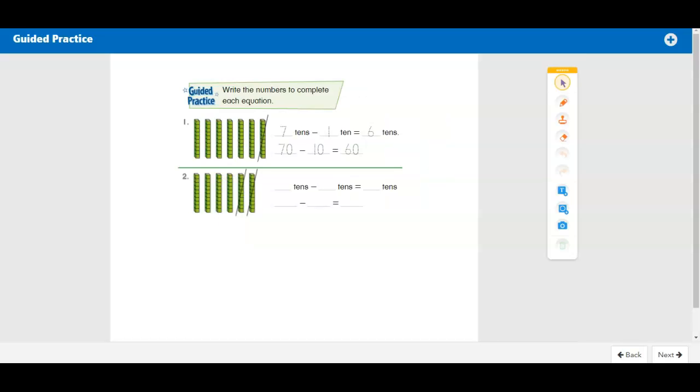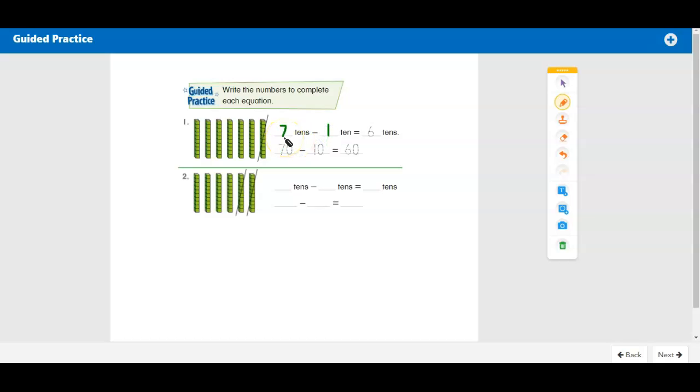Now let's look at your guided practice together on page 454. Our directions tell us to write the numbers to complete each equation. The first one has been completed for us. Let's see how they did it. Here in our model, we see 1, 2, 3, 4, 5, 6, 7 tens. One of them has been crossed out. To write our equation, we'll write the total number of tens, which is 7 tens, and subtract or take away the 1 that is crossed out.